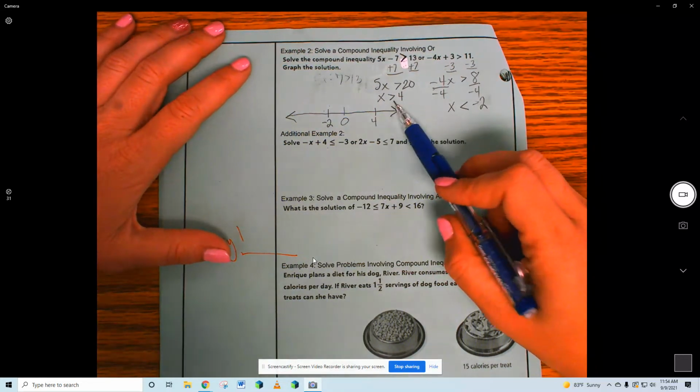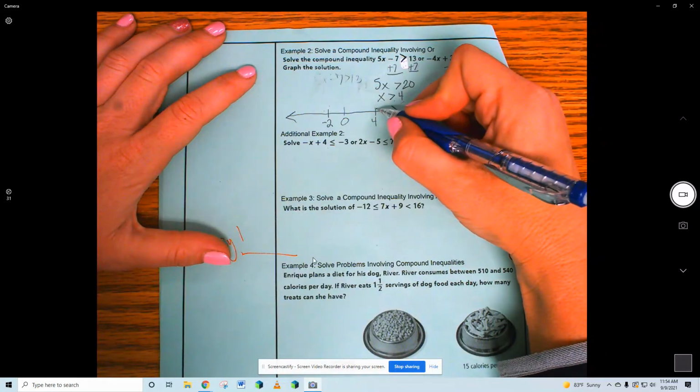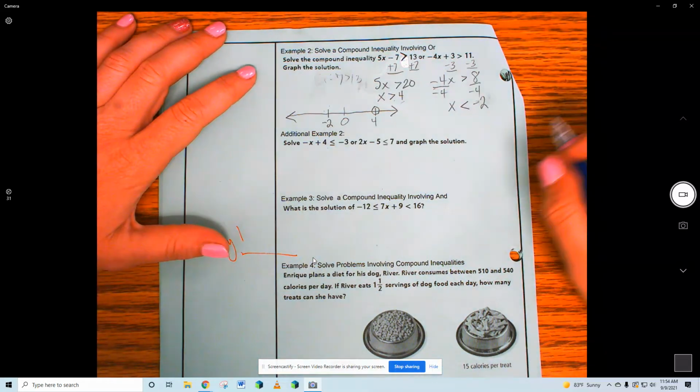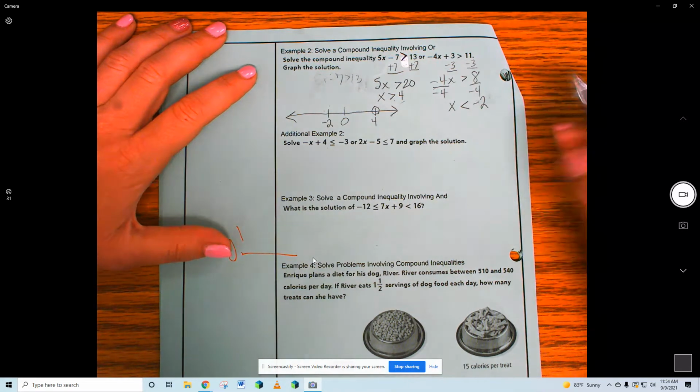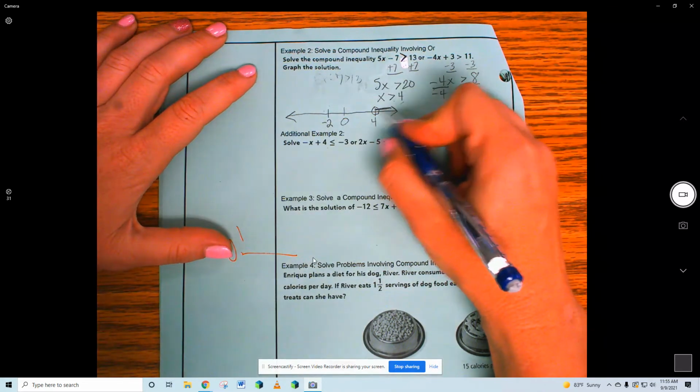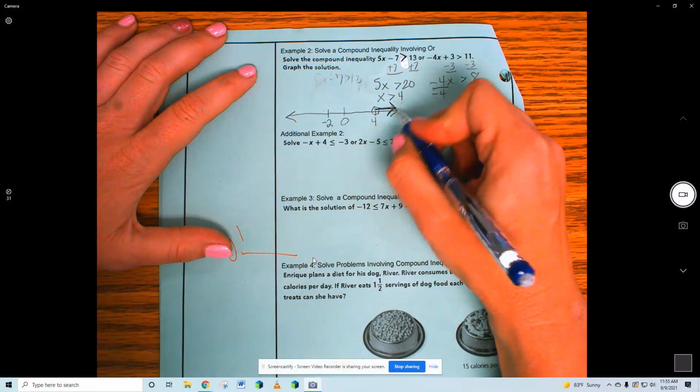X is greater than 4. Open circle at 4 because there's no line underneath it. It's not included. Greater means I go to the right with a dark line and an arrow.